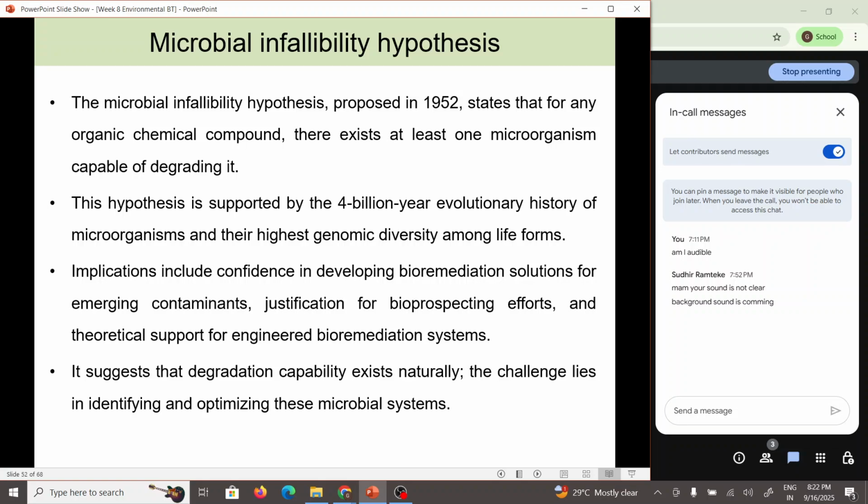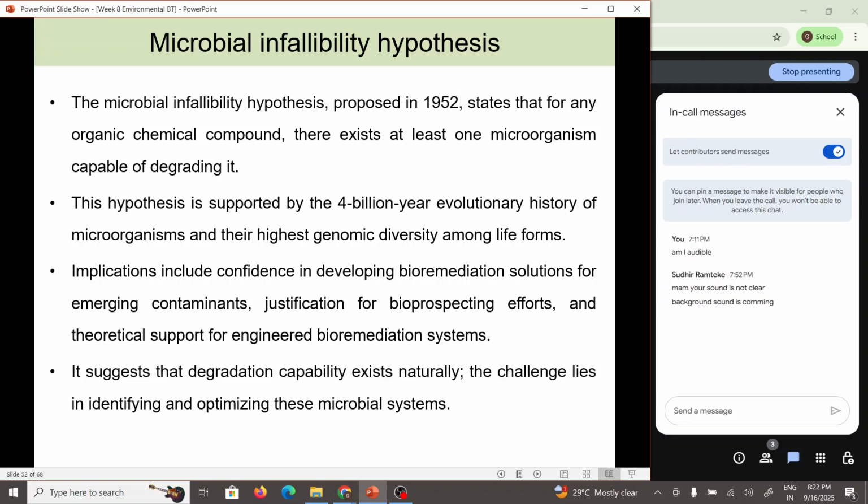And the implications include confidence in developing bioremediation solutions for emerging contaminants, justification for bioprospecting efforts, and theoretical support for engineered bioremediation systems. So this microbial infallibility hypothesis results in certain behavioral aspects in environmental biotechnology. One is the confidence in developing bioremediation solutions. So when we are going to develop a bioremediation solution, we need not fear whether there will be microorganisms capable of degrading the organic compound or not.